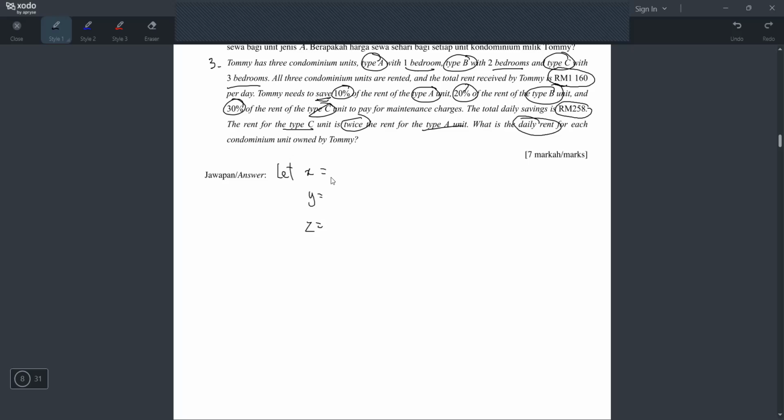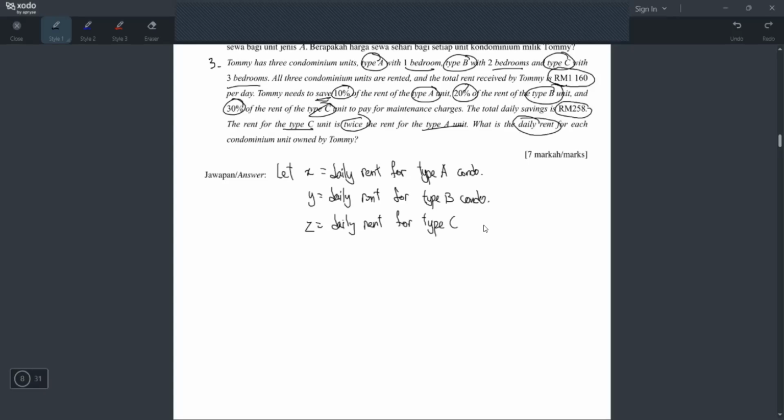So what they want to find is the daily rent of each condominium unit owned by Tommy, right? So x will be what? It will be in RM, because it's daily rent, right? So rent is in RM. So x will be the RM daily rent for each condominium, and there are 3 types. So x is the daily rent for condominium type A, right? Type A condominium. And then y will be the daily rent for type B condo. And then z will be the daily rent for type C condo.